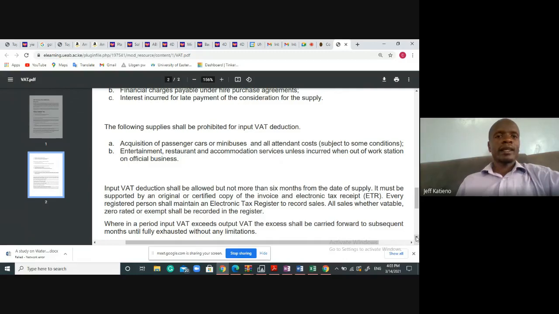But again, I should pay what I charged. So the difference that I will actually pay is the difference between output VAT and input VAT, which means what I will pay to Kenya Revenue Authority will be the VAT that I charge the customers set off against the VAT that I paid when I was buying the raw materials or the input from a supplier.